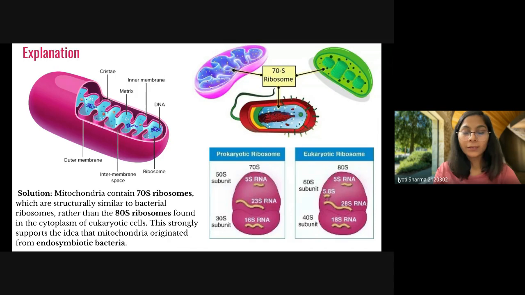Bacterial cells also have 70S ribosomes. So what we are estimating is that this mitochondria was nothing but a bacterial cell, because the mitochondria have 70S ribosomes, and prokaryotic cells also have 70S ribosomes. So that's why this gives you the evidence that the mitochondria was initially a bacterial cell, or one cell that had been eaten up by a different cell, right?